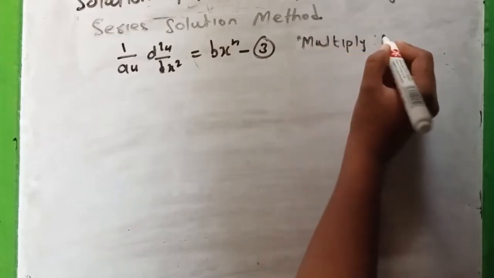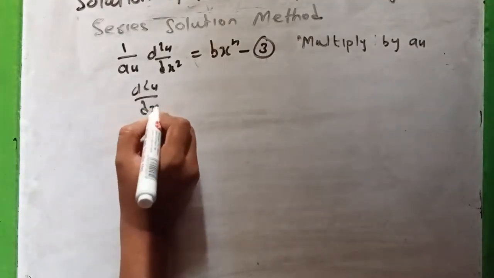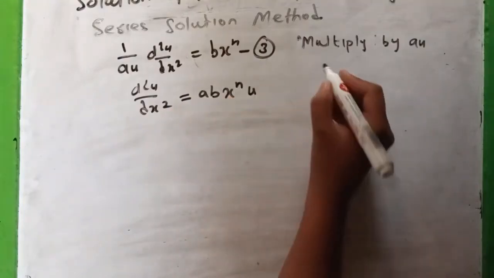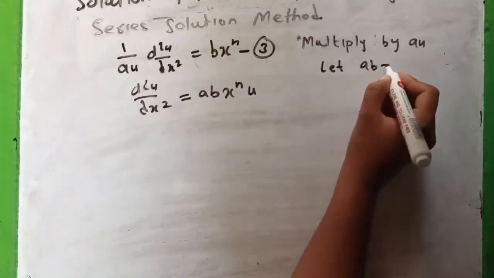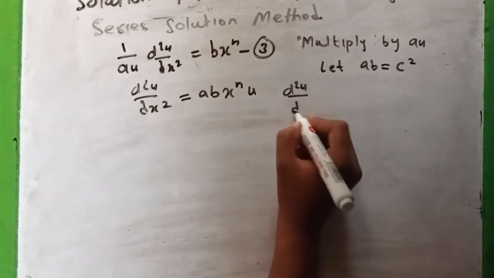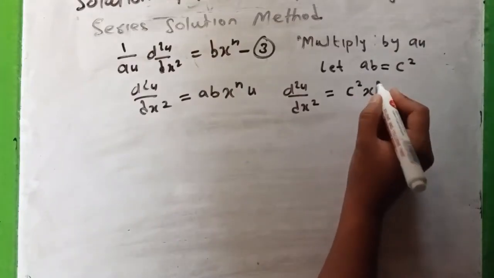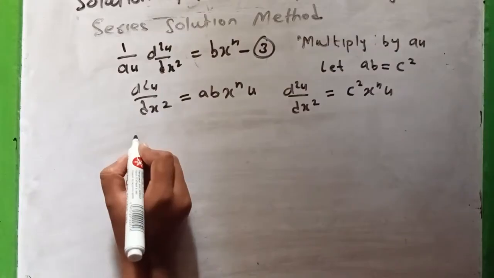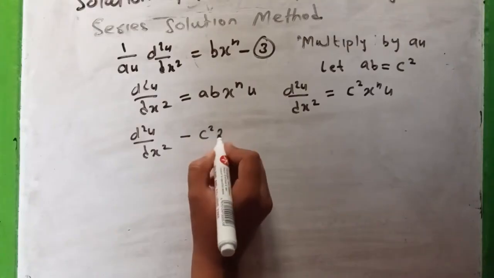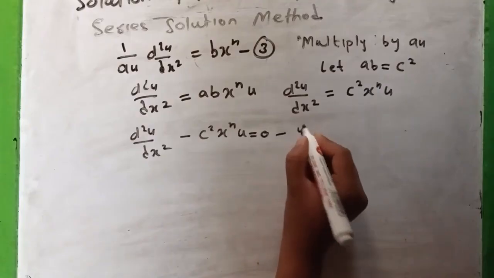Multiply by a u, so this becomes d square u over dx square is equal to a b x raised to power n u. Let a b is equal to c square. Then this becomes d square u over dx square is equal to c square x raised to power n u. This can also be written as d square u over dx square minus c square x raised to power n u is equal to 0. This is equation number 4.